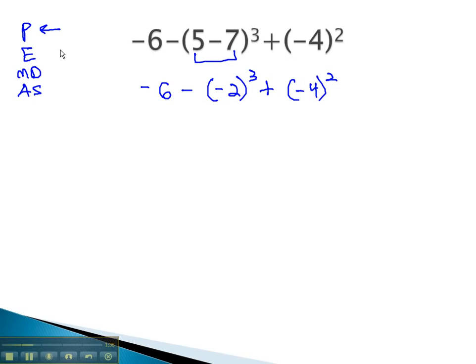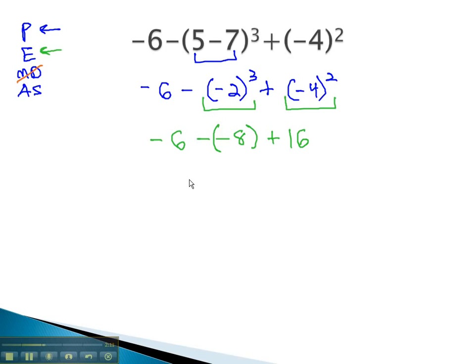Now that all the parentheses are simplified, we go to the exponents. We have an exponent on the negative 2 and the negative 4. This gives us negative 6 minus negative 2 cubed. Because the negative 2 is cubed, it's an odd exponent, so we get a negative answer. And 2 cubed is 8, 2 times 2 times 2. Plus negative 4 squared: because we have an even exponent, we know the answer is positive, and 4 squared is 16.